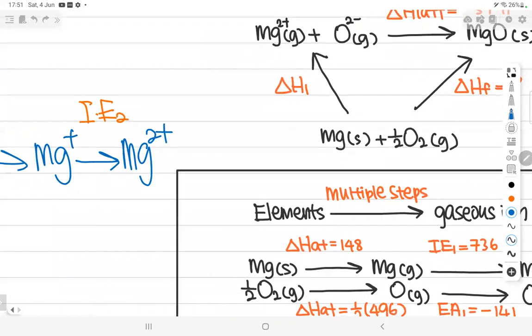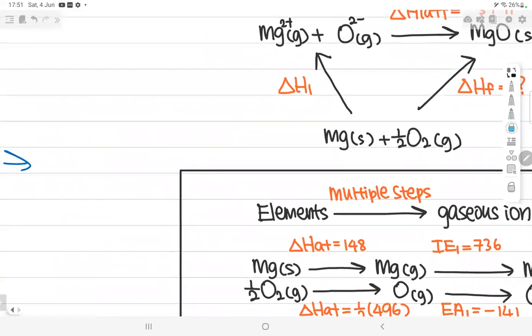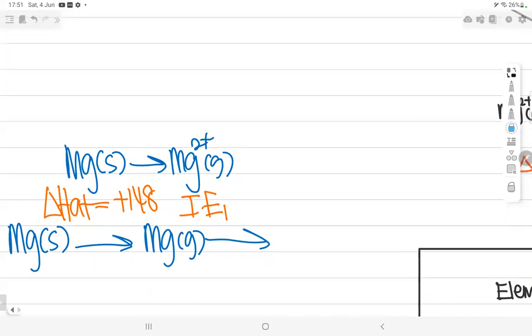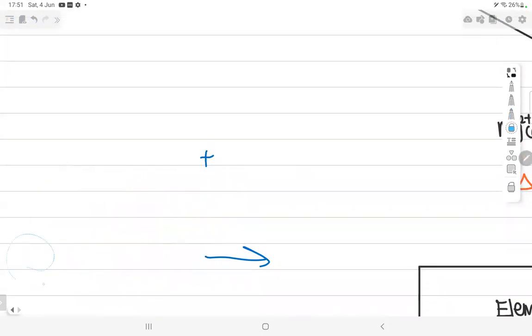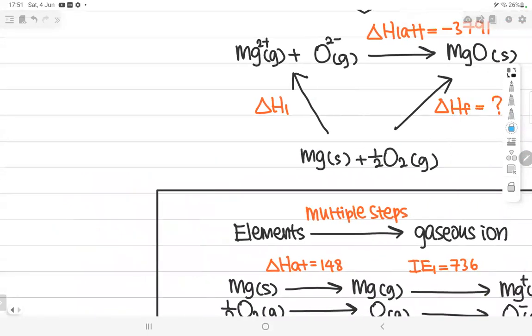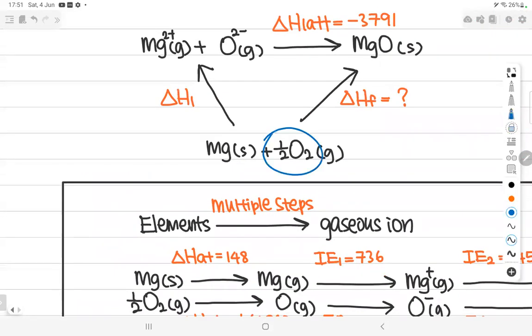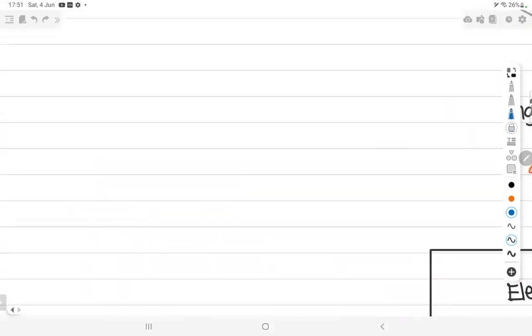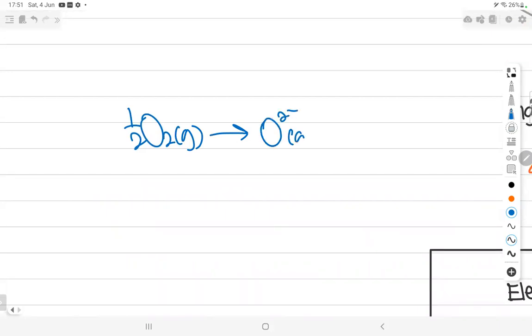Okay, so now I need to do the next thing, the second thing, the oxygen. Same thing. Now I want to change the raw material oxygen, which is half O2, to become O2 minus gas ion. Half O2 gas, I want to make it become O2 minus gas ion. This process involves multiple steps, so I want to do the multiple steps with you all. So how to do it?